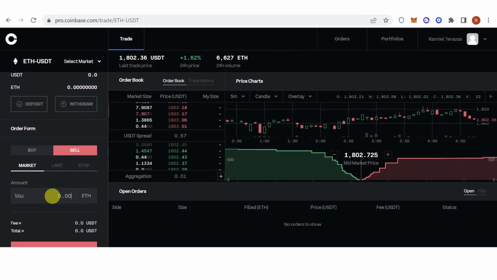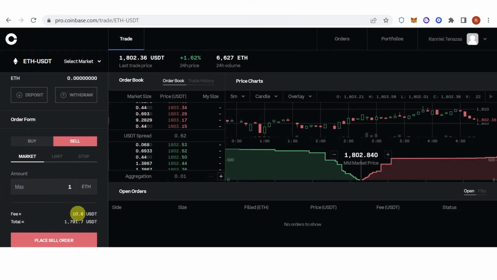Type down the Ethereum we want to send, for example, 1 Ethereum. And then this will be your total amount or total value of your Ethereum, because you will have to pay a fee of 10.8 USDT. Then click place sell order and it will trigger on the market price.